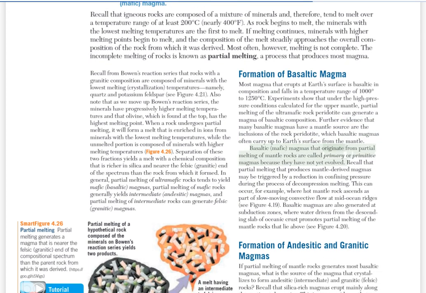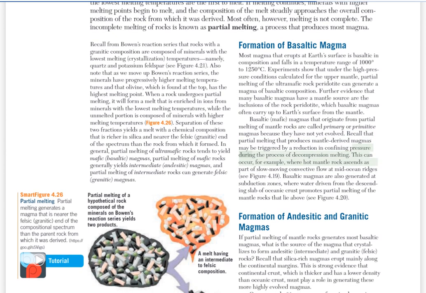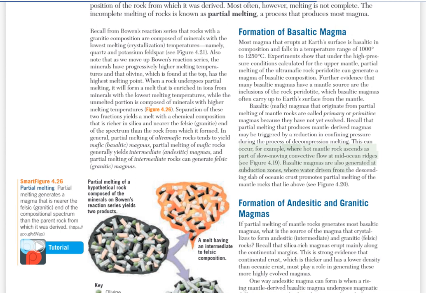Basaltic magmas that originate from partial melting of mantle rocks are called primary or primitive magmas because they have not yet evolved. Recall that partial melting that produces mantle-derived magmas may be triggered by a reduction in confining pressure during the process of decompression melting. This can occur, for example, where hot mantle rock ascends as part of slow-moving convective flow at mid-ocean ridges. Basaltic magmas are also generated at subduction zones, where water driven from the descending slab of oceanic crust promotes partial melting of the mantle rocks that lie above.